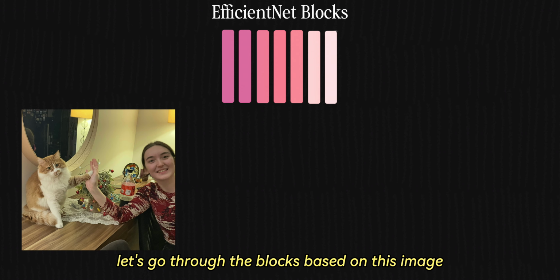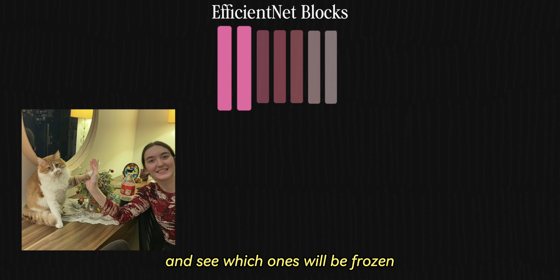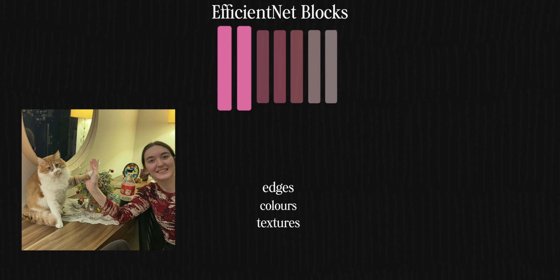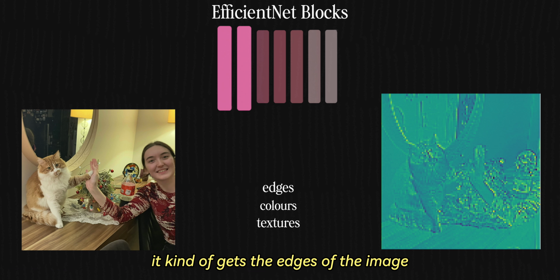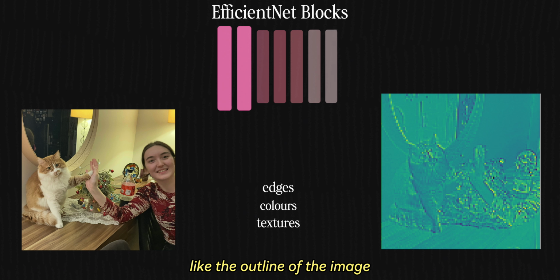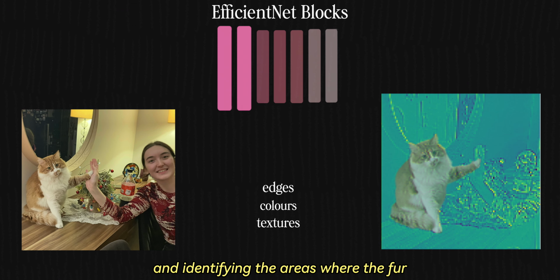Before fine-tuning it, let's go through the blocks based on this image and see which ones will be frozen. The first few blocks handle the basic stuff. They detect things like edges, colors, textures. And as you can see here, it kind of gets the edges of the image, like the outline of the image. It also understands how fat my cat is by detecting the outlines and identifying the areas where the fur is white and orange.